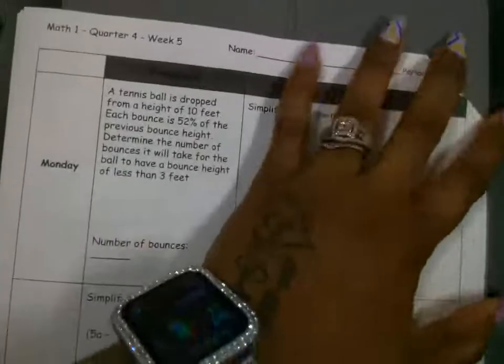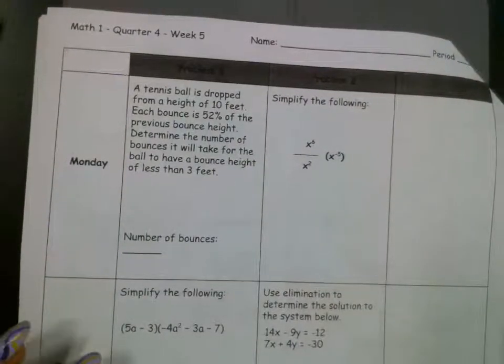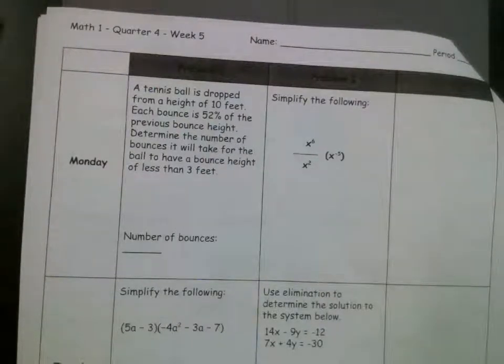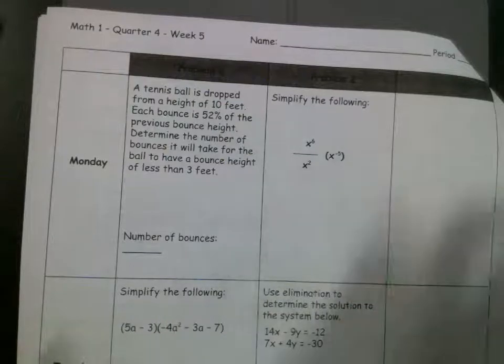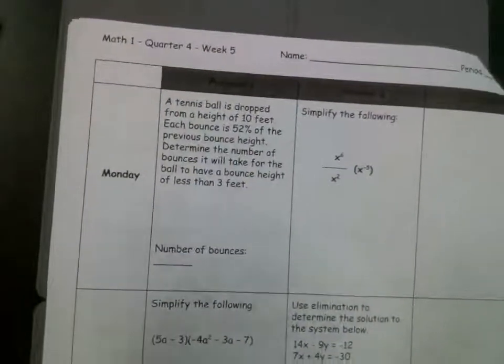All right. Okay, let's look at the warm-up. I'm going to give you time to answer the questions on your own, and I'm going to pass out the white paper for your homework. All right, here we go. It says a tennis ball is dropped at a height of 10 feet. That's the starting height. It's dropped.